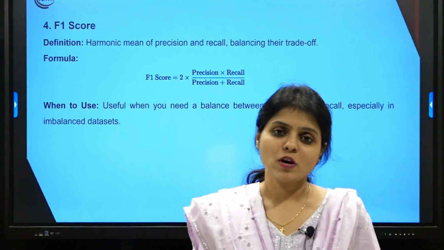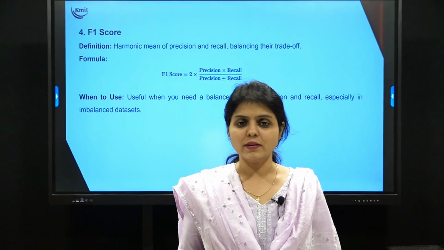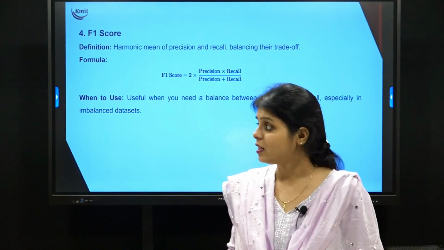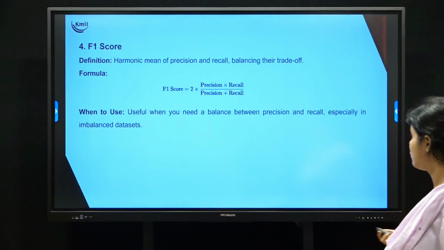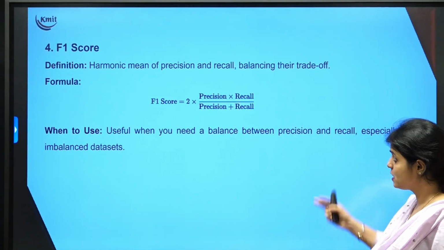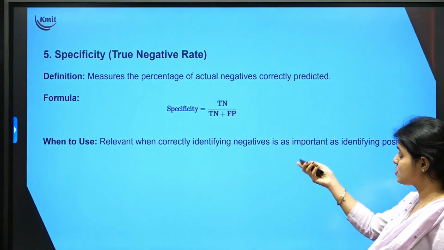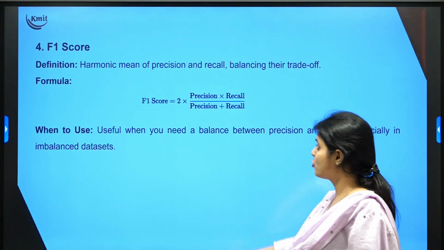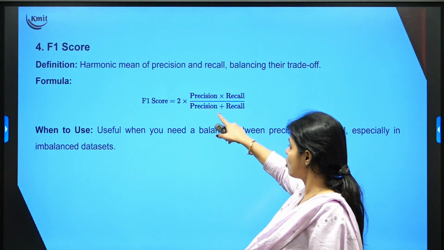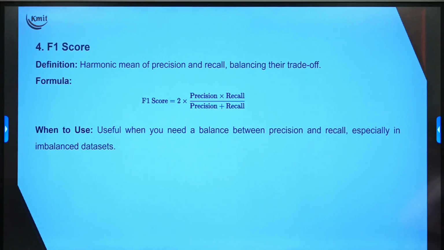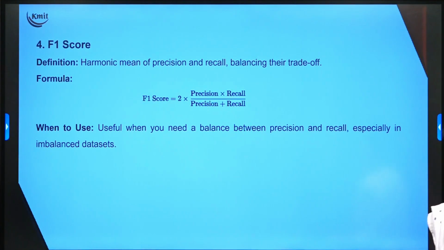Okay, so when you want precision and recall to be considered together, then we go for F1 score, which is nothing but the harmonic mean of precision and recall, which balances this trade-off between false positives and false negatives. So this is the harmonic mean: 2 into precision into recall by precision plus recall. This is used when you need a balance between precision and recall, especially in imbalanced data sets.